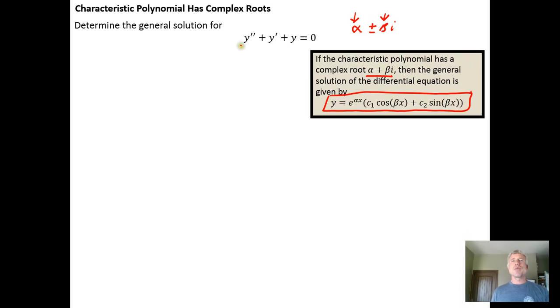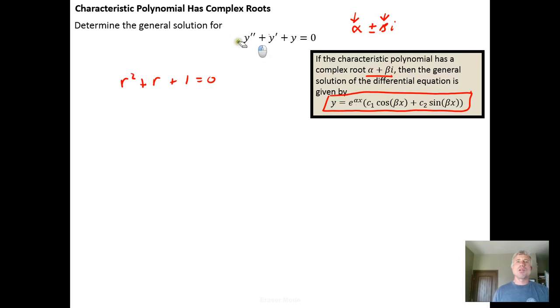You look at the differential equation, you want to verify that it is a second order linear homogeneous differential equation with constant coefficients. In this case, it definitely has constant coefficients. They're all 1. And we use those to construct the characteristic polynomial. So it's going to be 1r squared plus 1r plus 1 needs to equal 0.